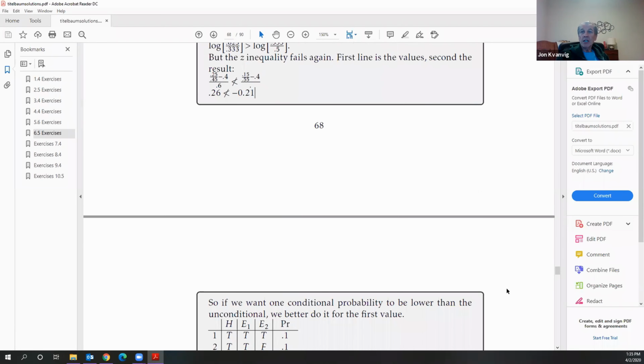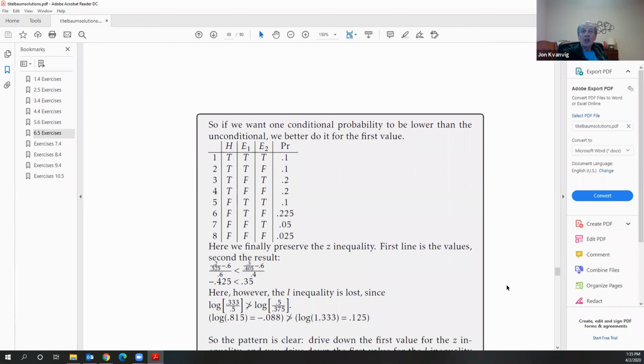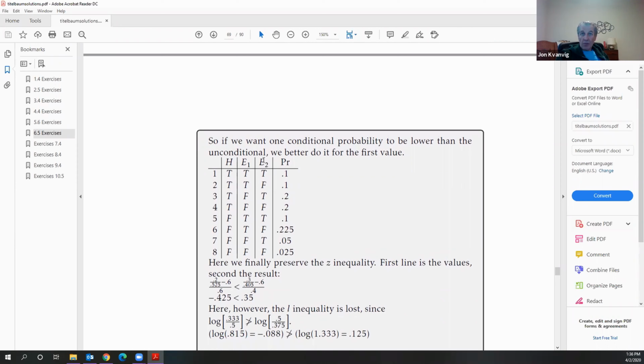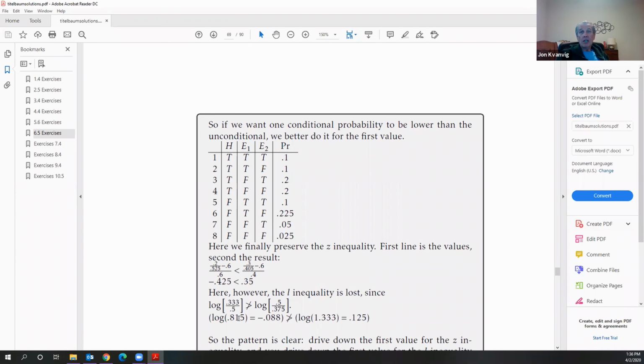That's an instructive result. So if we want one conditional probability to be lower than the unconditional, we better do it for the first value. That's what the negative number showed us. So here, I've changed it again, and this time we finally preserved the Z inequality. We got the first number to be lower than the second, but the desired log likelihood inequality got reversed as well, which means this counterexample isn't going to work either.